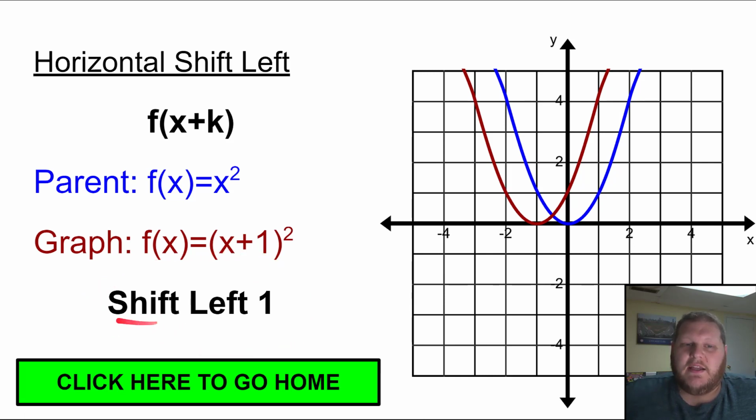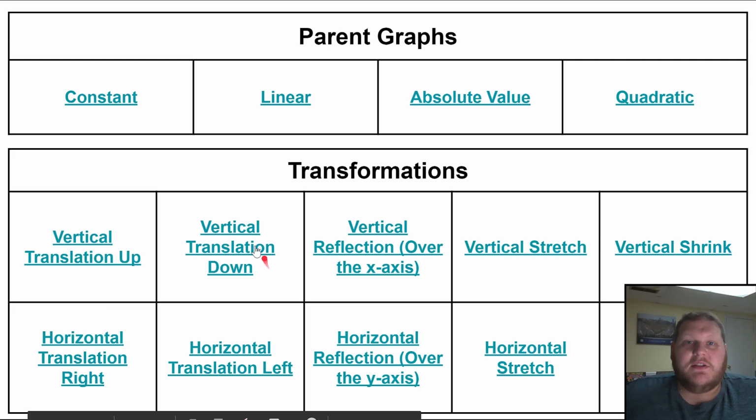I have to list what kind of transformation is happening. So here a shift, I'm telling the direction of left, and then the number of 1. So that's our translations. Vertical up would be plus something on the outside. Vertical down would be minus something on the outside. Horizontal to the right would be subtracting on the inside. And then horizontal to the left would be adding on the inside.